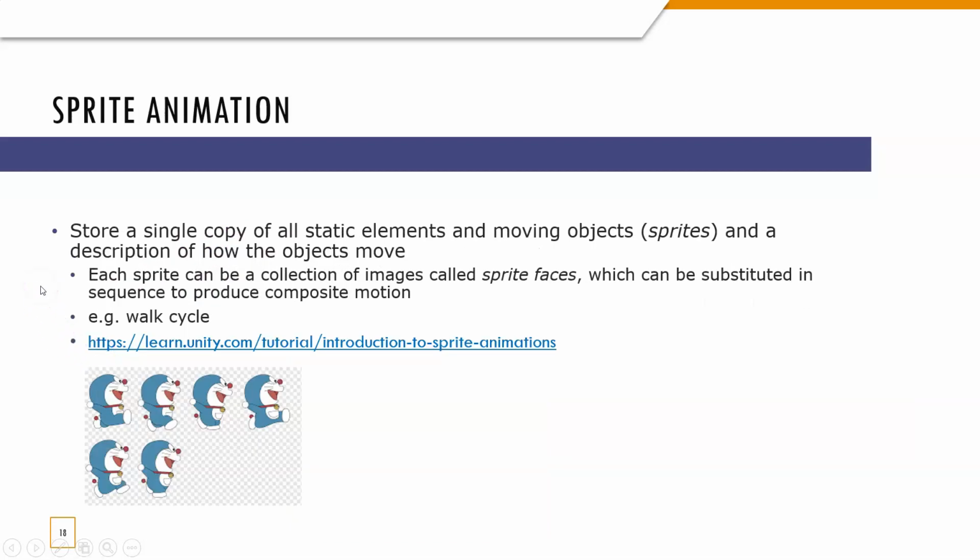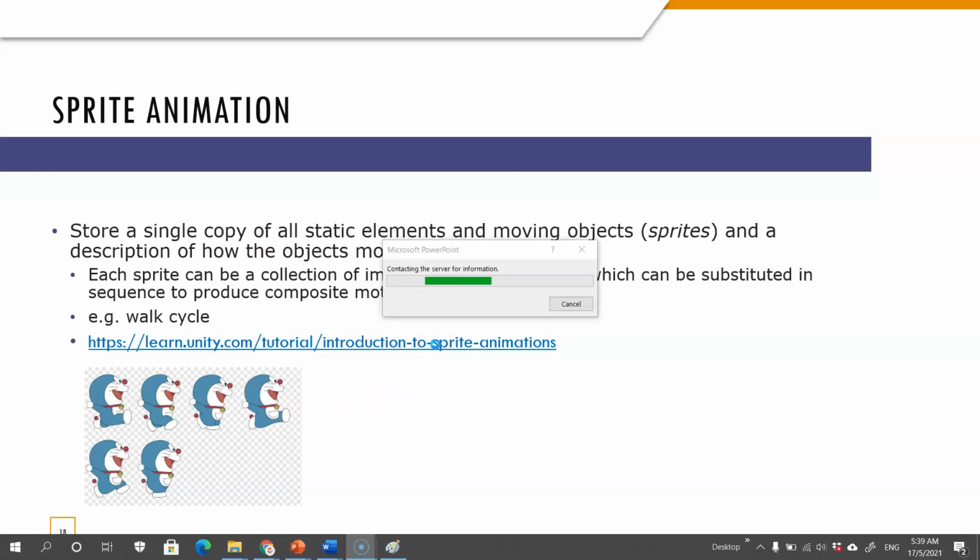So what is sprite animation? To store a single copy of all static elements and moving objects and a description of how the objects move. Each sprite can be a collection of images, called sprite faces, which can be substituted in sequence to produce composite motion. You can imagine that this is a collection of how Doraemon walks. We go to this link to see the detail of the sprite animation. You can go to this link to learn more.